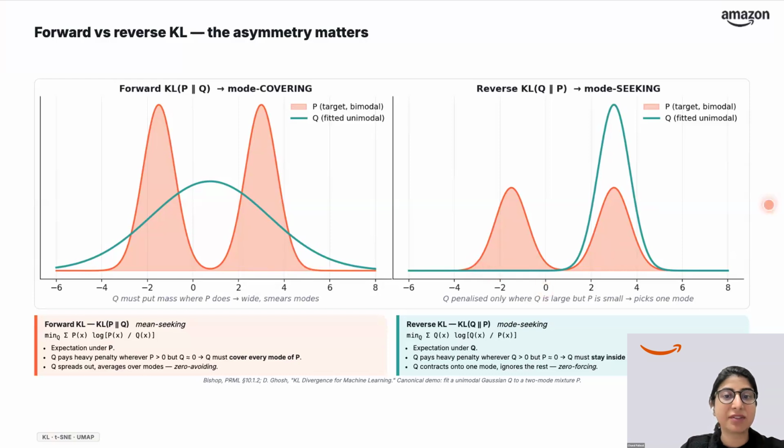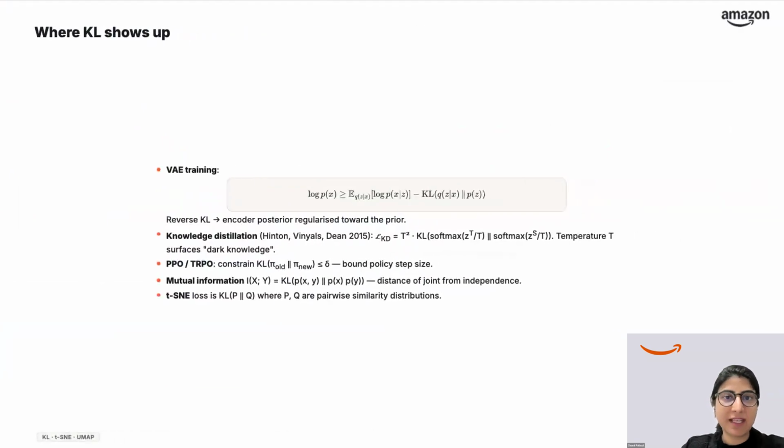And then for the reverse KL, the penalty is large where only Q has mass but P is zero. So Q is allowed to collapse to a single mode to minimize this reverse KL. So this is like a mode seeking or zero forcing sort of loss, right? So KL is being used in different applications.